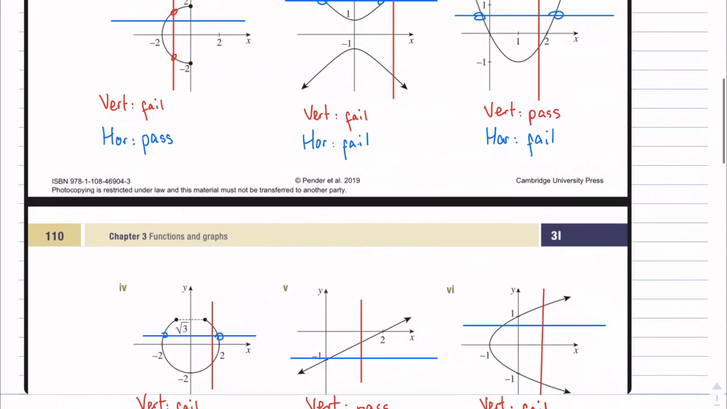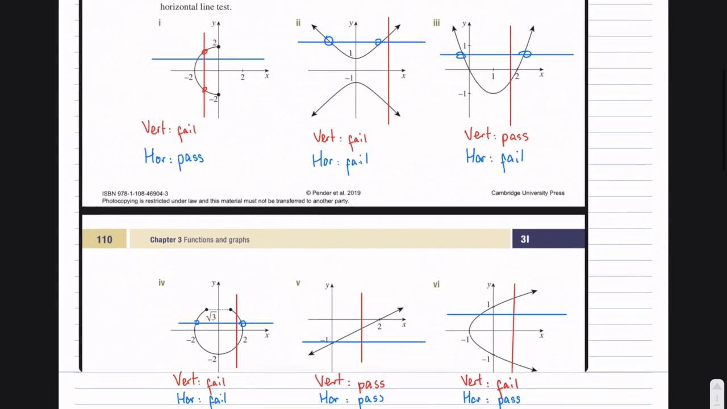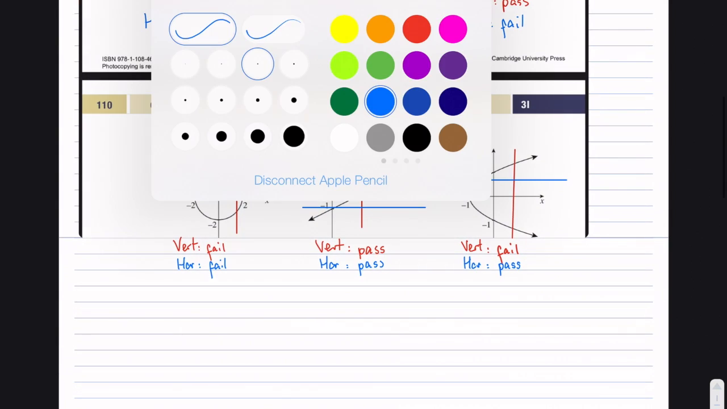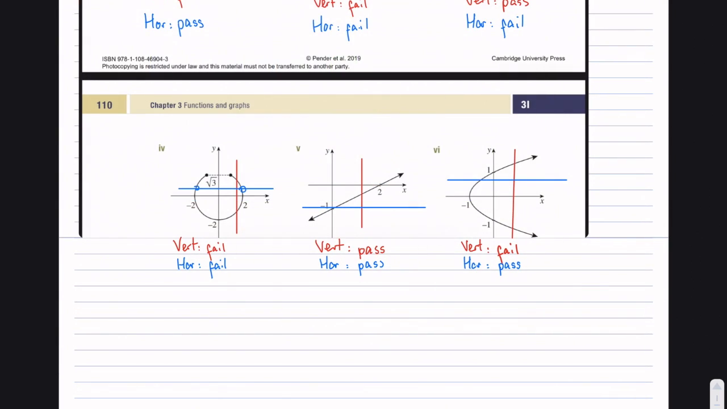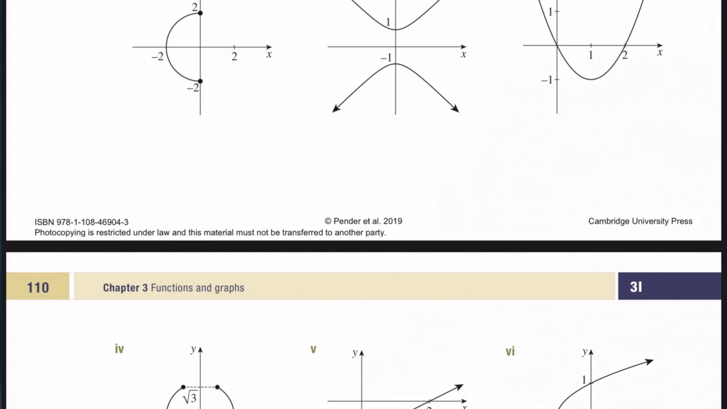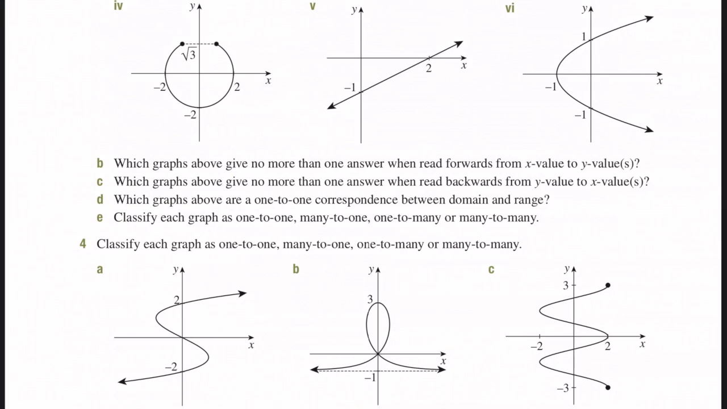Okay, we have question E as well. Let's see what E says to do. It says to classify each graph as one-to-one, many-to-one, one-to-many, or many-to-many.